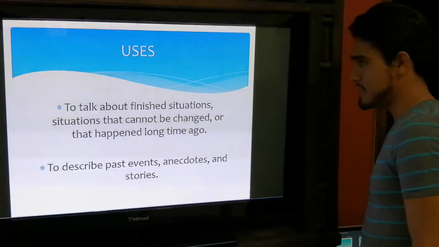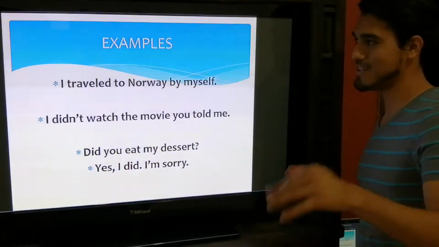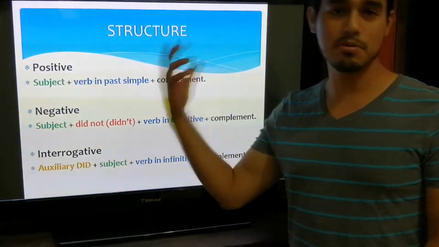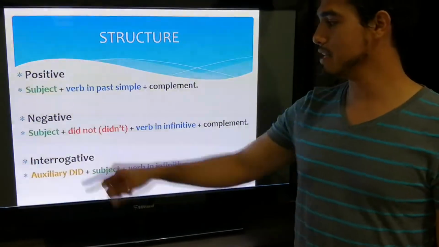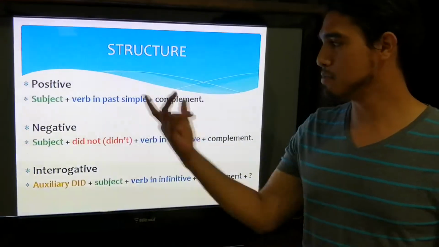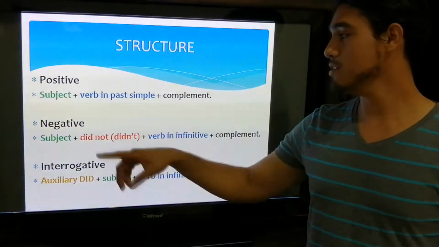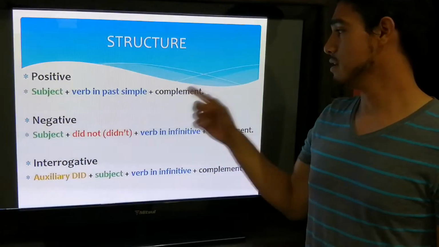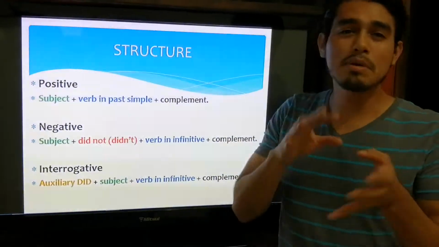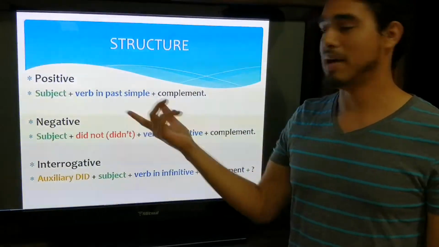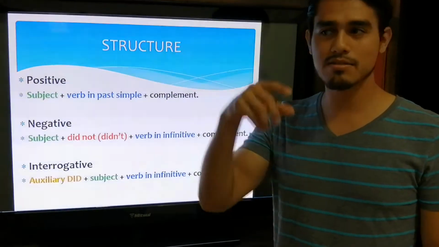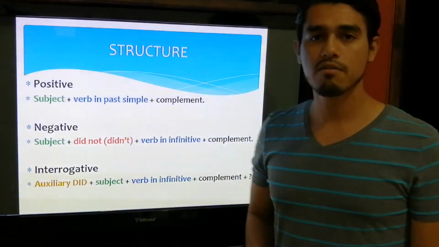So now let's look at the structure, okay? The structure is pretty simple. We're going to look at the structure in positive, negative, and interrogative, okay? So the positive structure is pretty simple. You need the subject, then a verb in past simple, and then a complement. That's it. Pretty simple, right? What is going to be a little bit complicated is just the verb in past simple, and for this, you have to learn verbs. We're going to have a little lesson at the end to explain something about verbs in past simple.